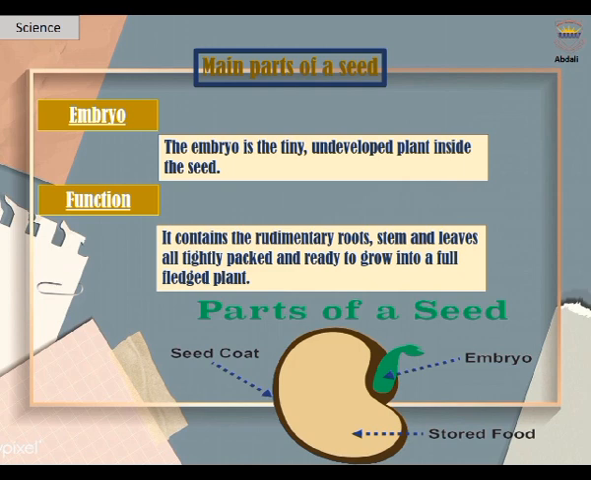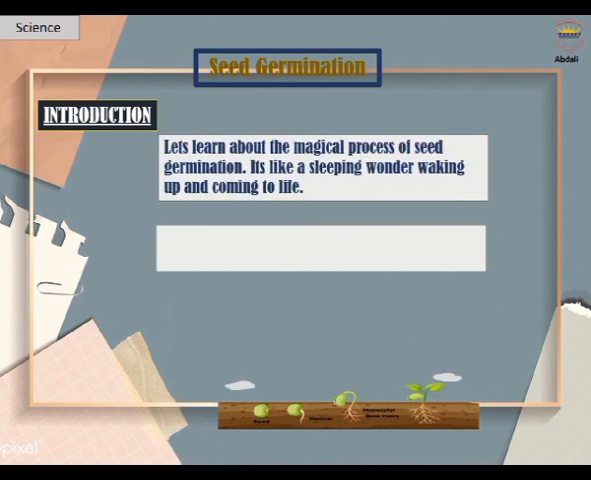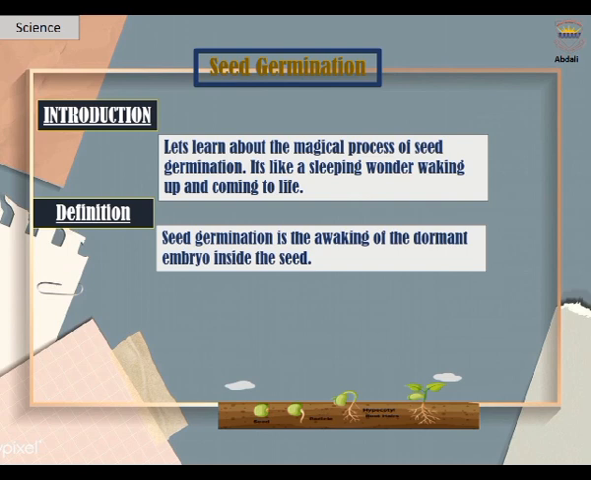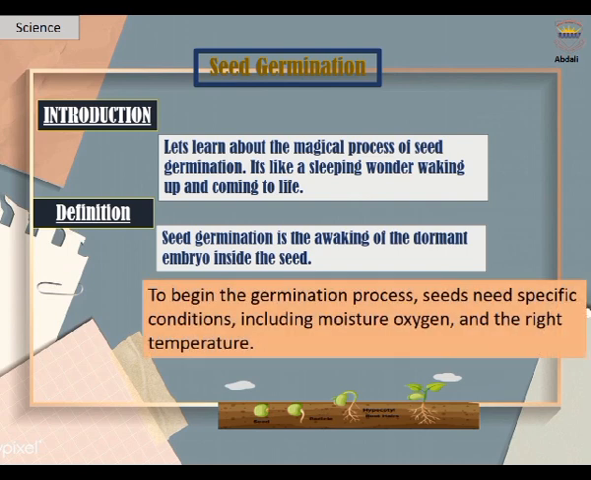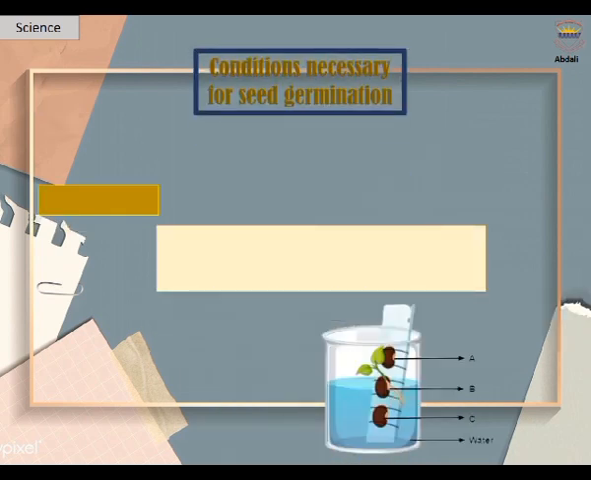Seed germination. Now that we've explored the seed structure, let's learn about the magical process of seed germination. It's like a sleeping wonder waking up and coming to life. Seed germination is the awakening of the dormant embryo inside the seed. To begin the germination process, seeds need specific conditions, including moisture, oxygen, and the right temperature. Conditions necessary for seed germination.